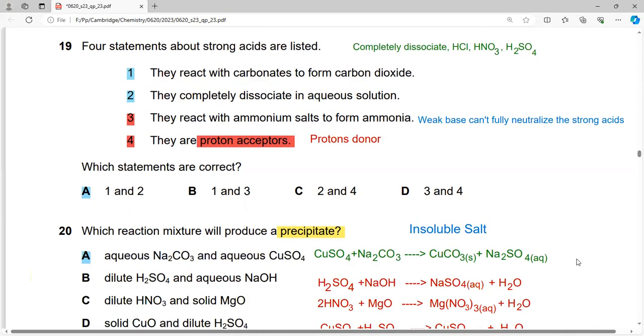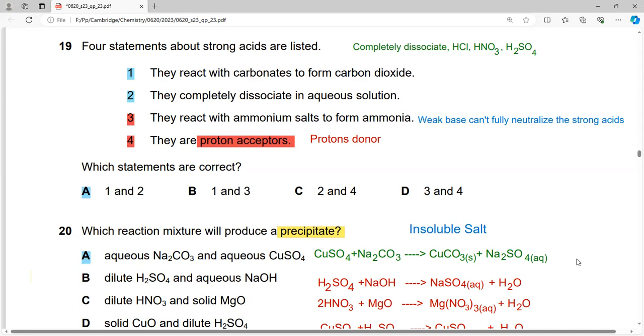We're going to move to question number 19. The four statements about strong acids are listed there. Strong acids completely dissociate in solution, and they make a high concentration of hydrogen ions compared to weak acids. Examples are hydrochloric acid, nitric acid and sulfuric acid. Statement number one, they react with carbonates to form carbon dioxide, is correct. Why? Because hydrochloric acid reacts with marble stone and releases carbon dioxide, and the marble gets corroded by the hydrochloric acid or sulfuric acid. Number two, they completely dissociate in aqueous solution, is the definition of a strong acid.